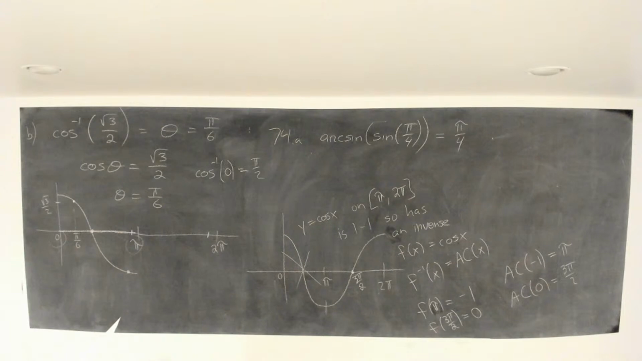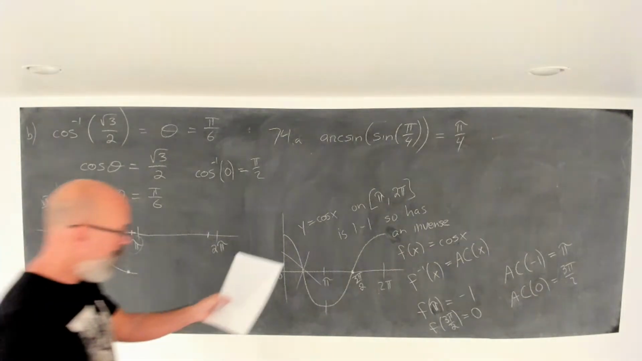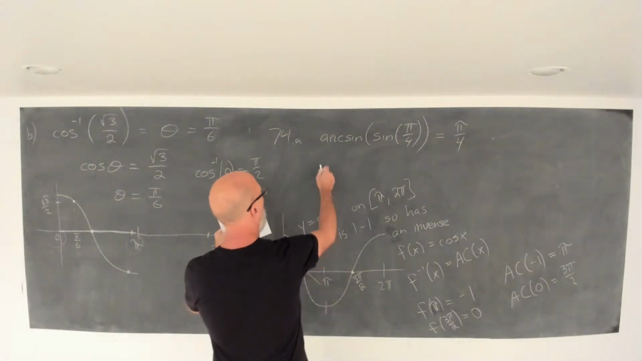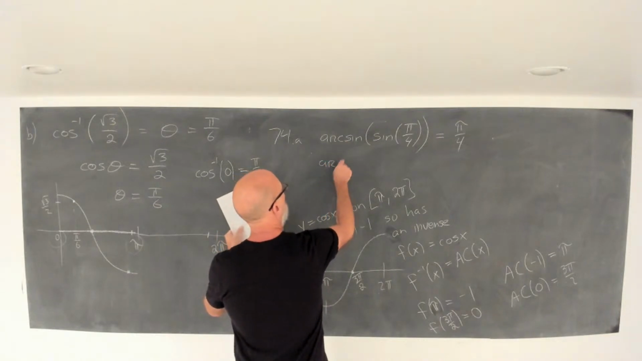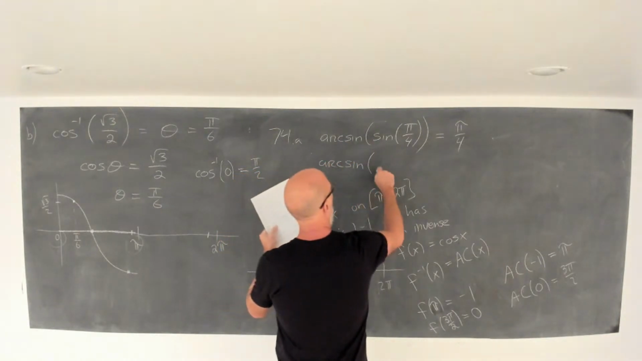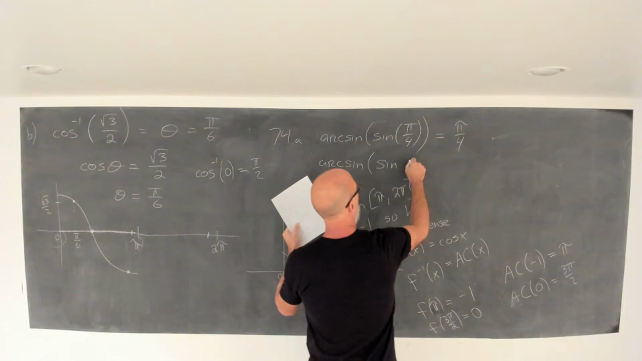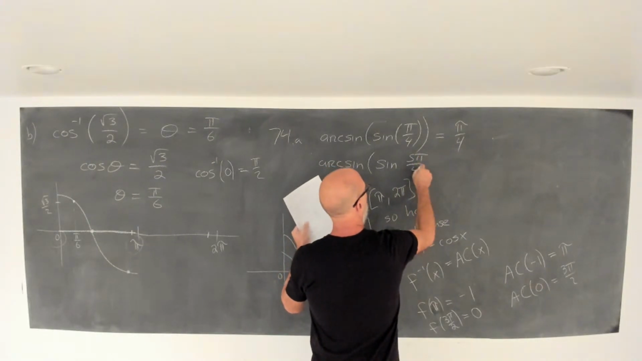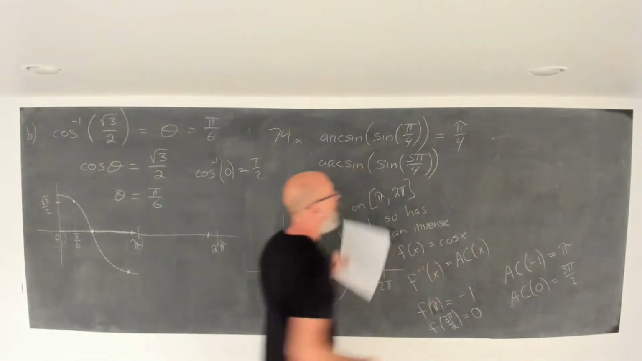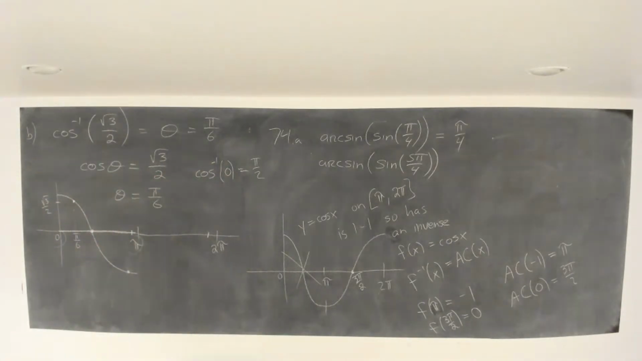That was actually not the question. I had just written it down wrong. Sorry about that. It's actually arc sine of sine 5 pi over 4.